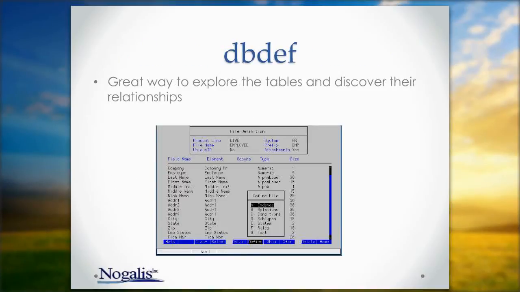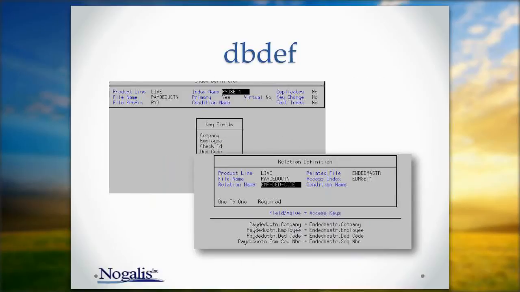So let's talk about DBDEF really quick. It's a great way to explore the table and discover relationship indices and fields and field names, okay? So how do we do that, okay?